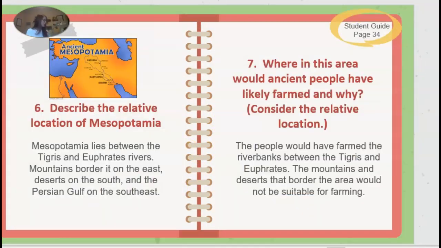And then if you look on page 34 of your student guide, this is question number 6. Describe the relative location of Mesopotamia. Mesopotamia lies between the Tigris and Euphrates rivers. Mountains border it on the east, deserts on the south, and the Persian Gulf on the southeast. Question number 7, where in this area would ancient people have likely farmed and why? And then consider the relative location. The people would have farmed the riverbanks between the Tigris and Euphrates. The mountains and deserts that border the area would not be suitable for farming.